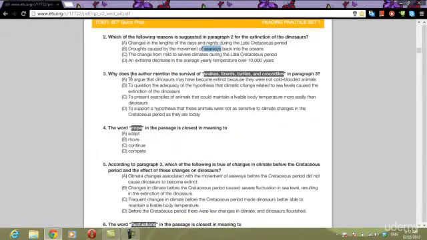All right, look at number 3. Why does the author mention the survival of snakes, lizards, turtles, and crocodiles in paragraph 3? So this is a purpose question. We know from the strategy course that we have a one-sentence purpose question or a two-sentence purpose question. So let's have a look at it and see.